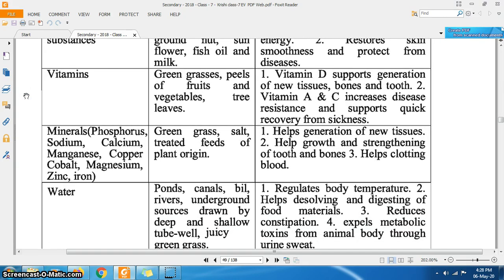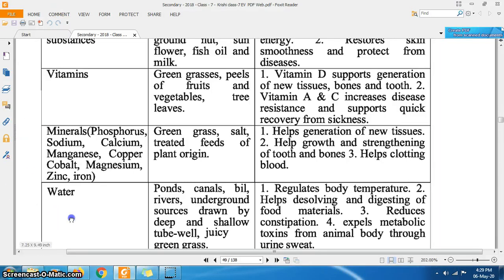Minerals. Sources of mineral: green grass, salt, treated feeds of plant origin. Function of mineral: it helps generation of new tissues, helps growth and strengthening of teeth and bones, helps clotting of blood.